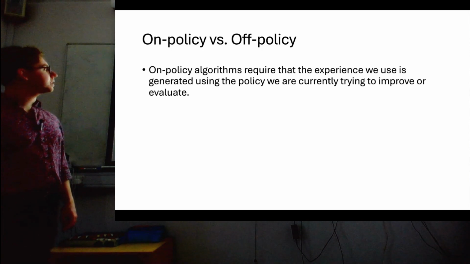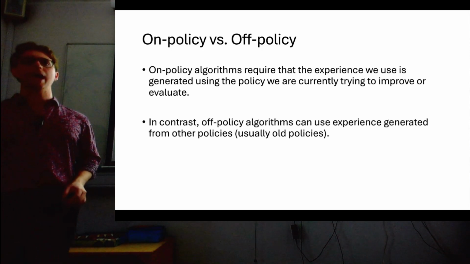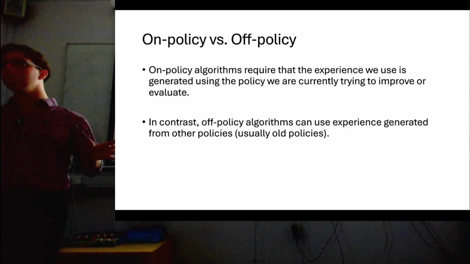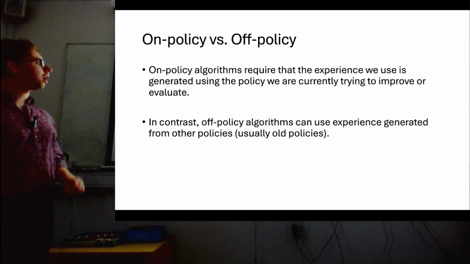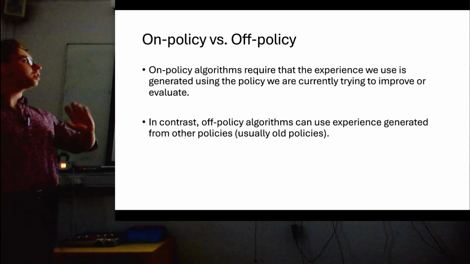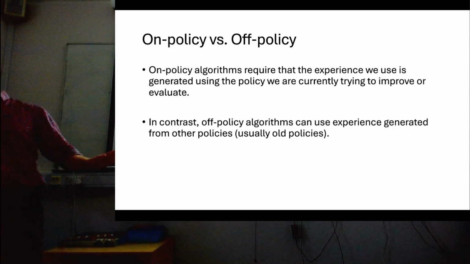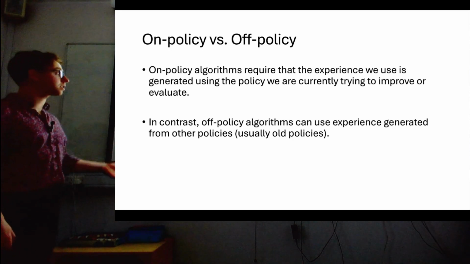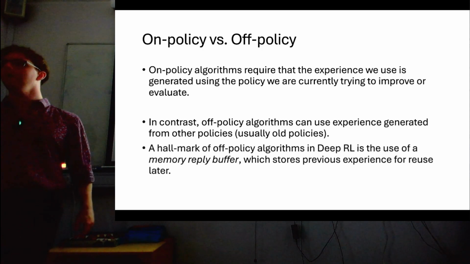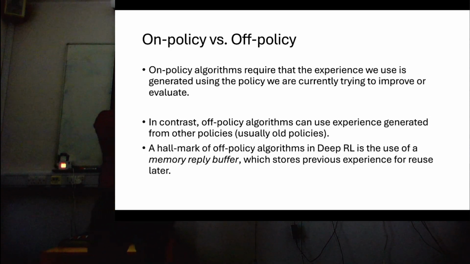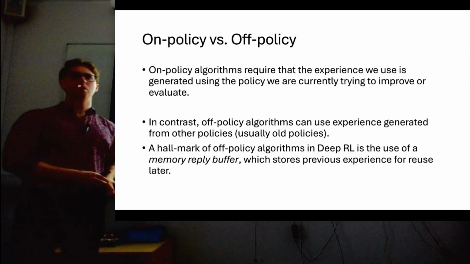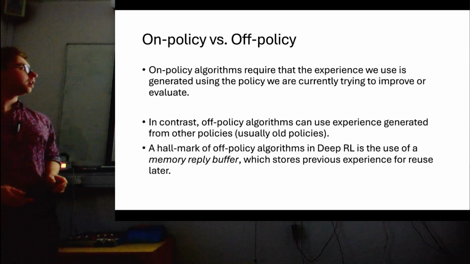This is in contrast to off policy, where the data that I can use for improving my current policy or making my action value function better can come from anywhere. I can use experience generated from other policies. Typically, the other policies generating data are old policies. So I have my first policy, I use it to generate data, and then I get a second policy, and I can reuse that first batch of data for learning for the second policy. This is what makes something off policy: I can reuse old data.